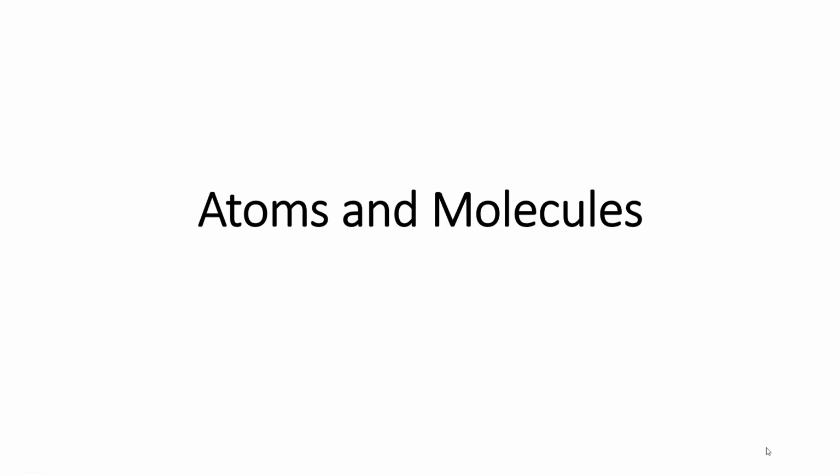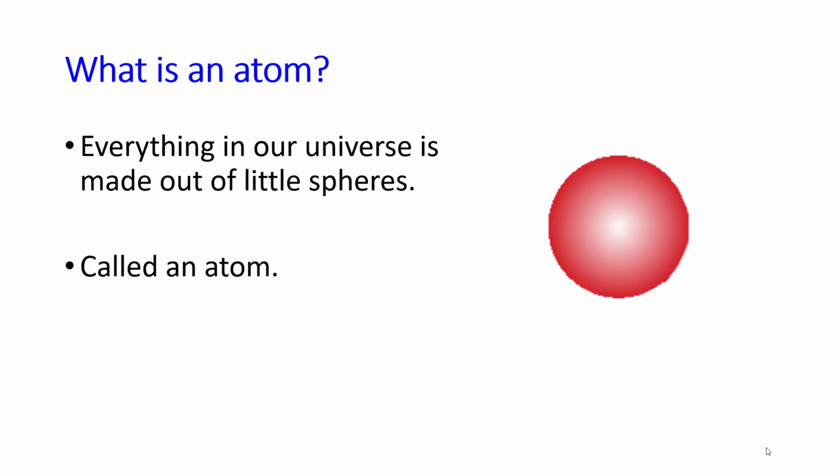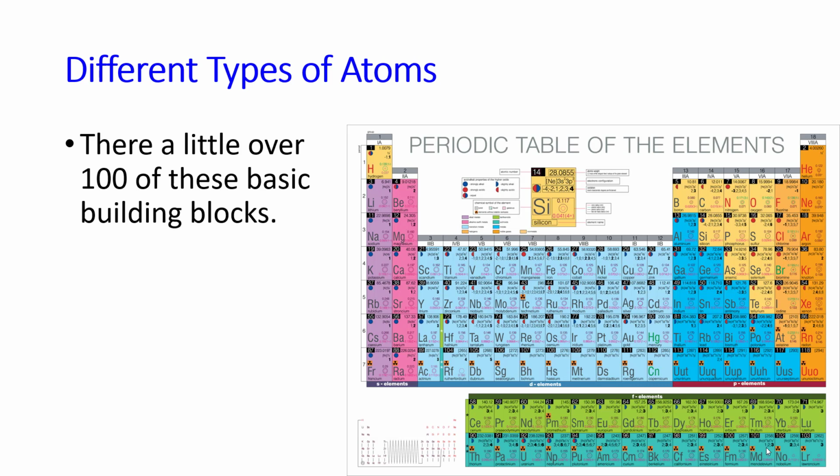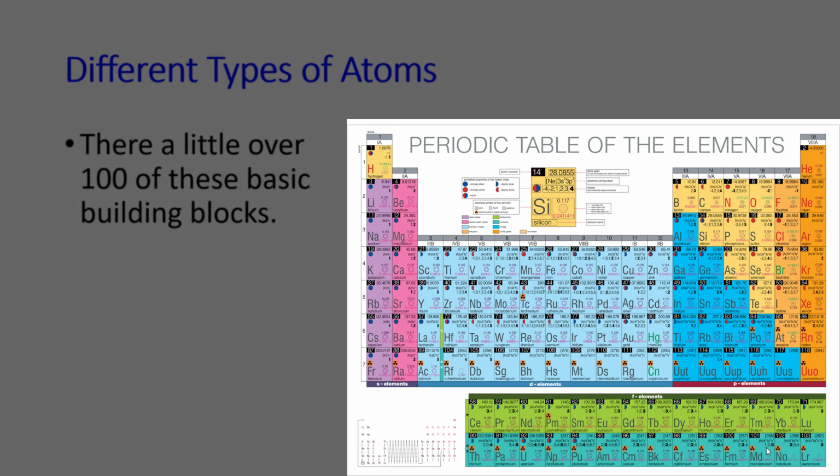Let's discuss atoms and molecules. Everything in our universe is made out of these little spheres, and you know it as an atom. There's a little over 100 of these basic building blocks, these atoms, and you've probably seen this periodic table. These are over the 100 different atoms.